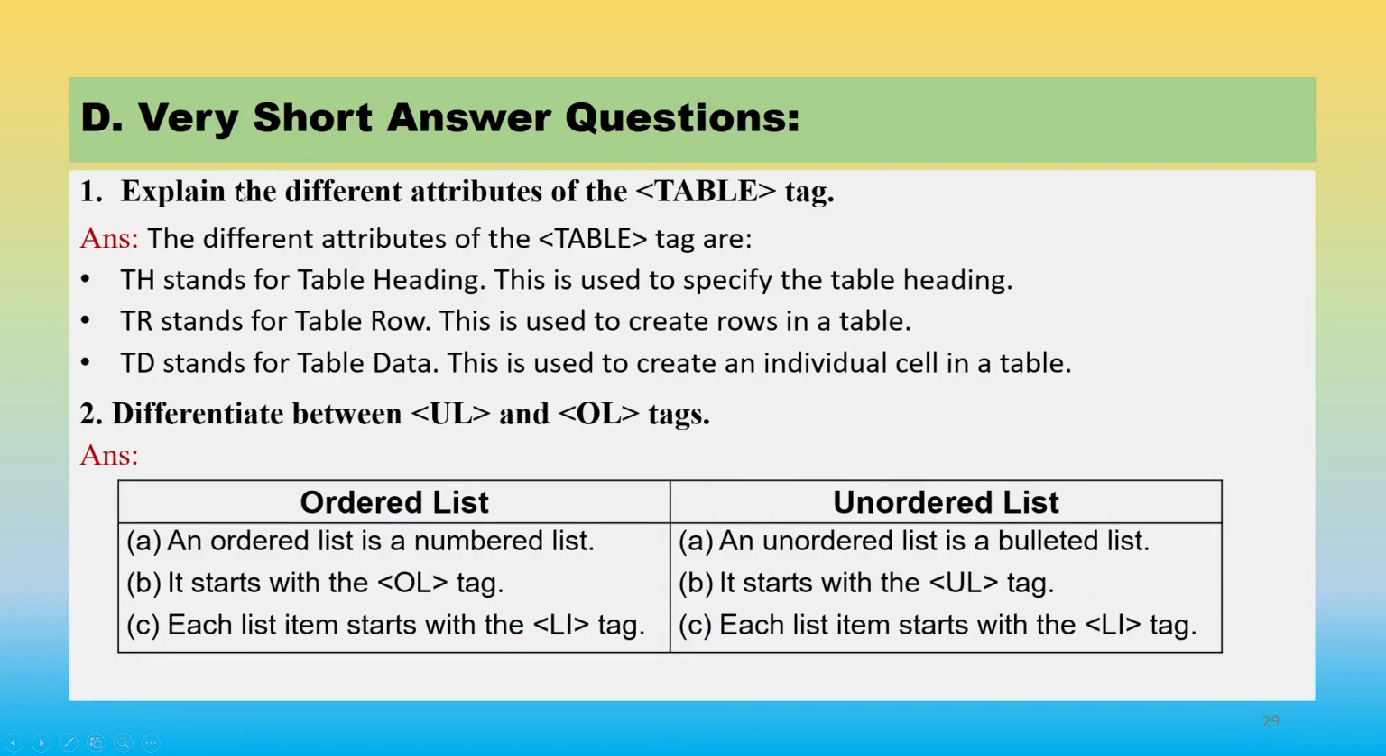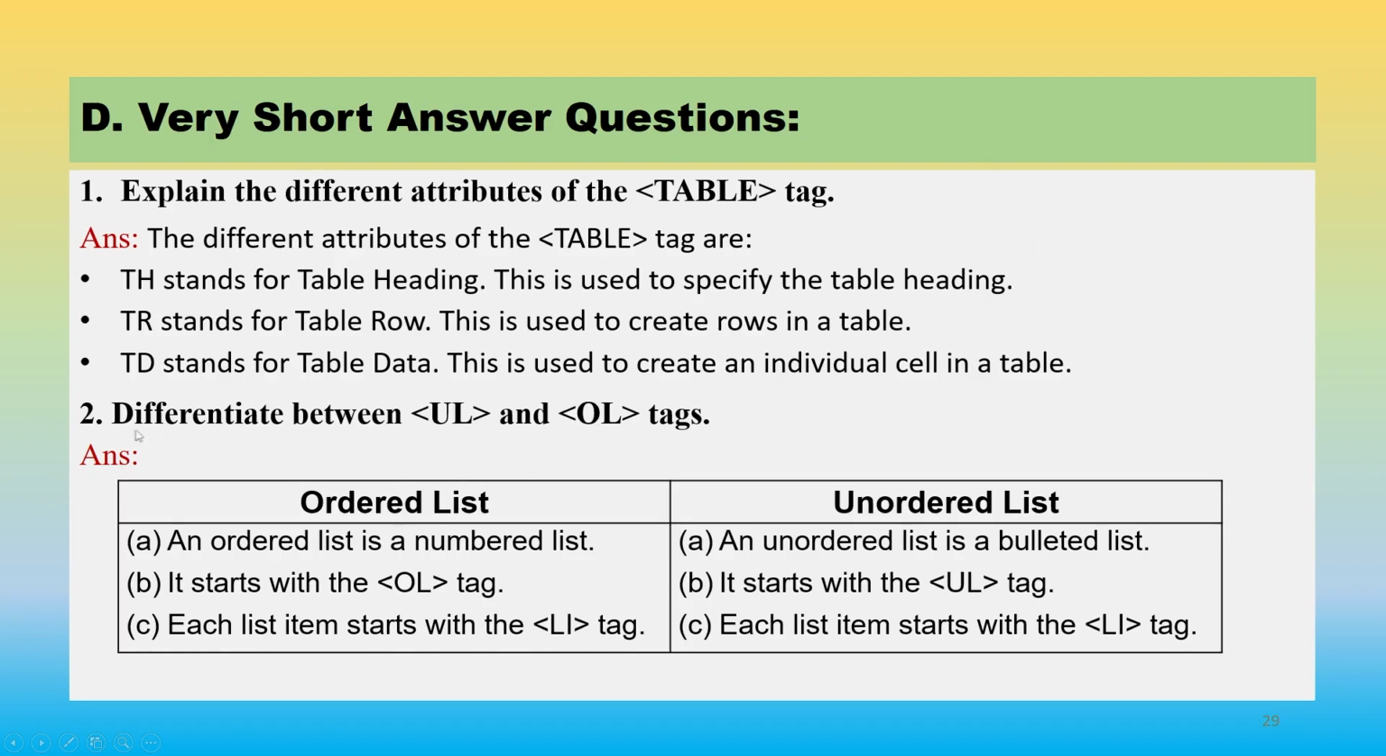Now under question D, very short answer questions, we have our first question as explain the different attributes of a table tag. The different attributes of table tag were TH, TR and TD. TH stands for table heading, TR for table row and TD for table data. Students, you can note down answers in your notebook from here.